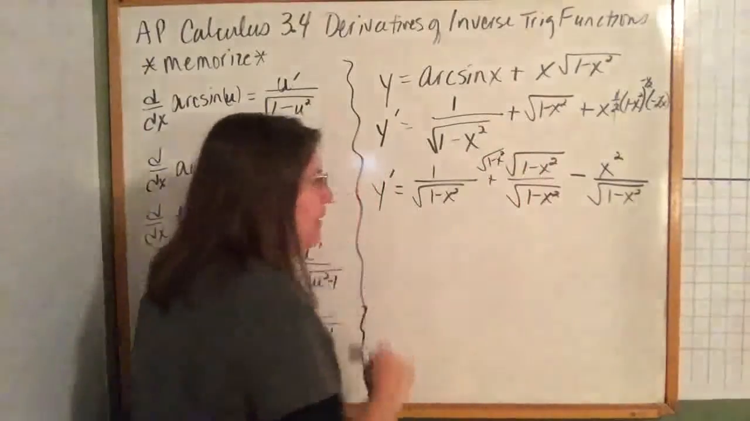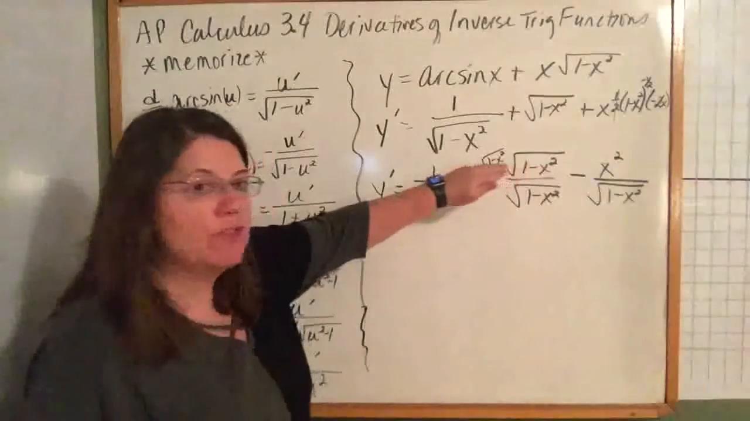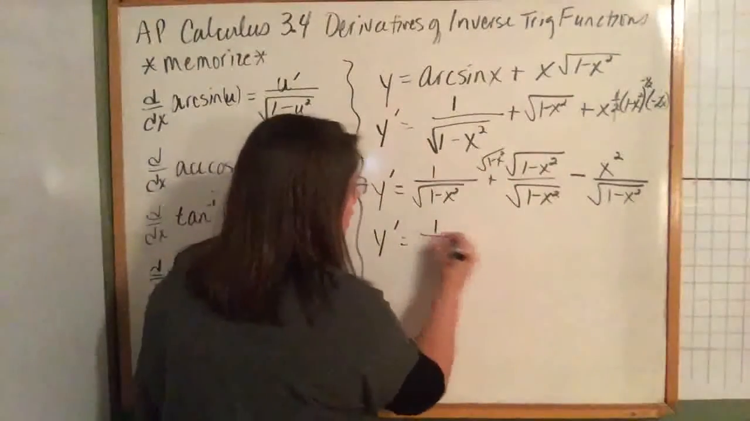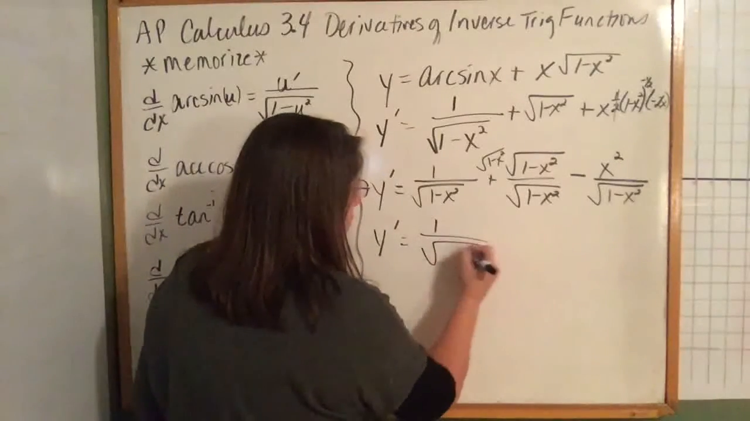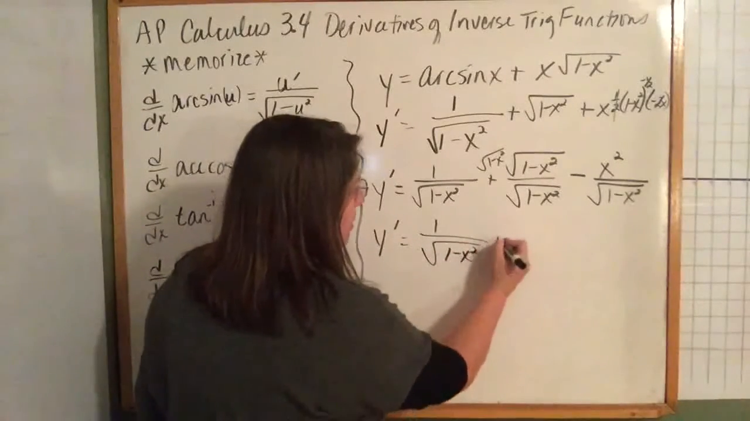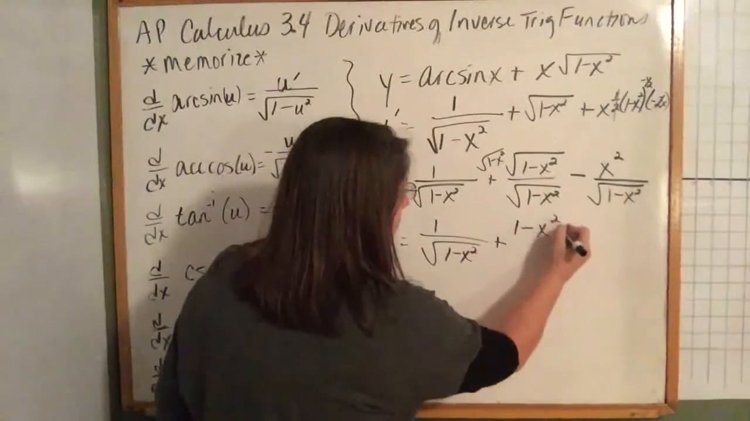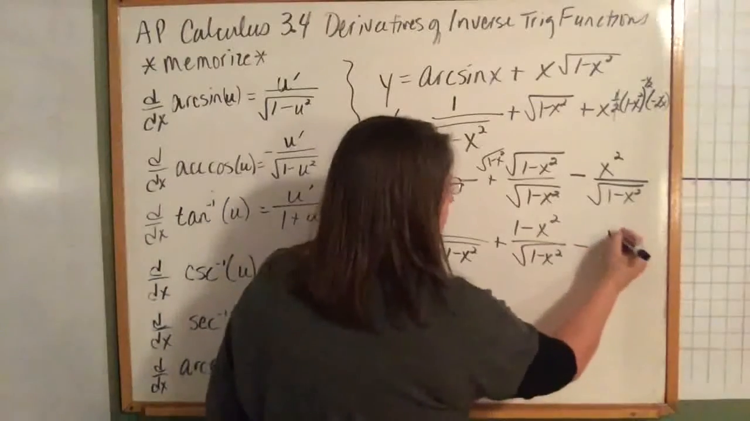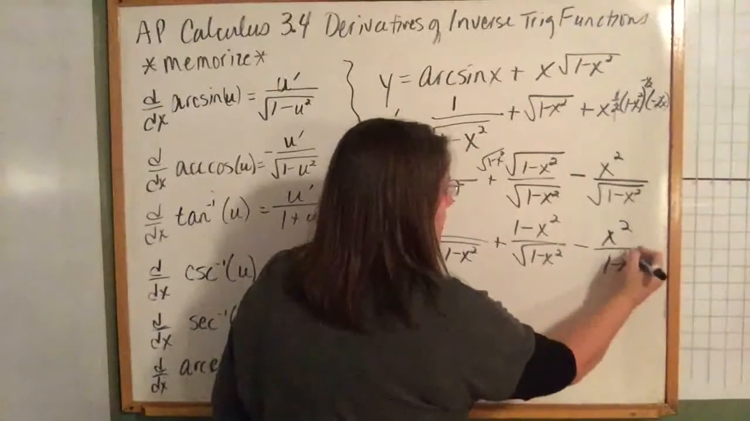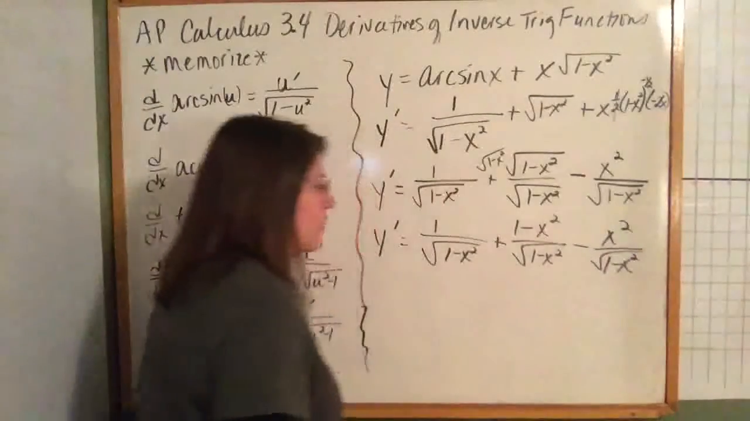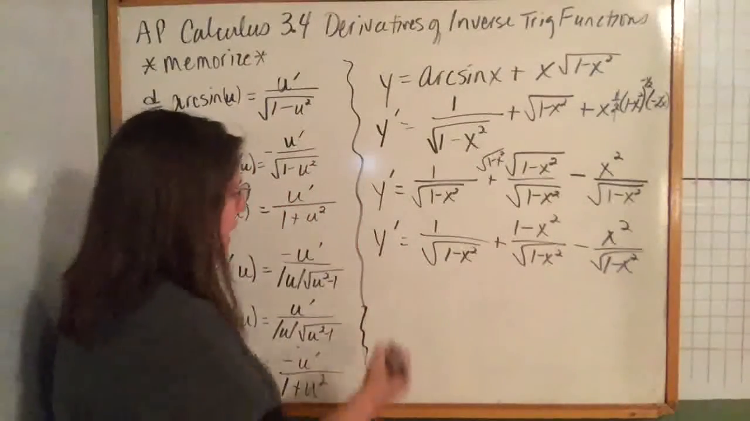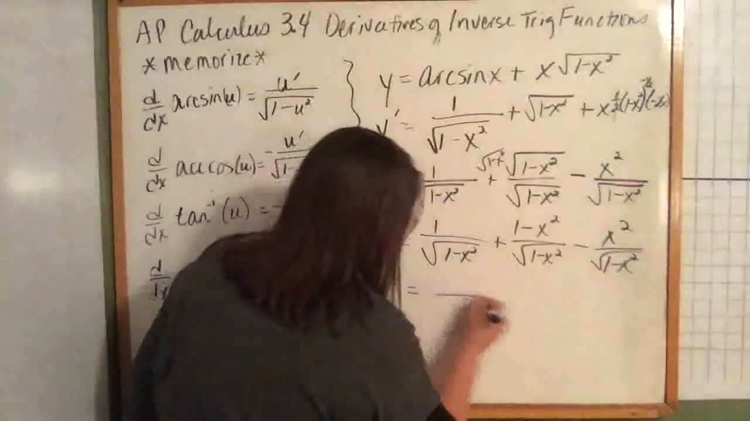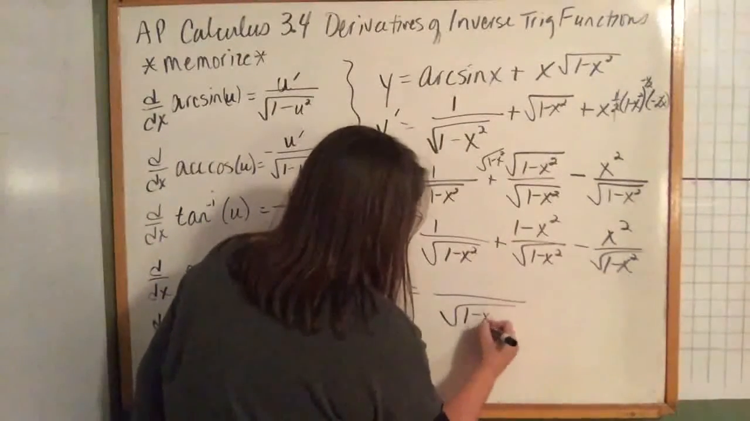Now, notice what happens when you do that on the top. Doesn't the square root just cancel out? So what we have is y prime equals 1 over the square root of 1 minus x squared plus 1 minus x squared over the square root of 1 minus x squared, minus x squared over 1 minus the square root of 1 minus x squared. Then if I combine my like terms on the numerator, the denominator is just going to be the square root of 1 minus x squared.